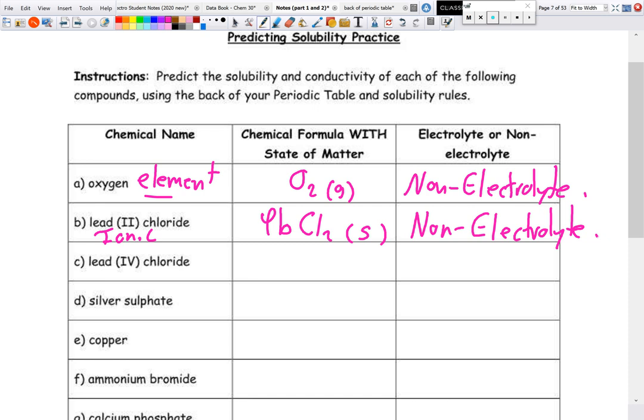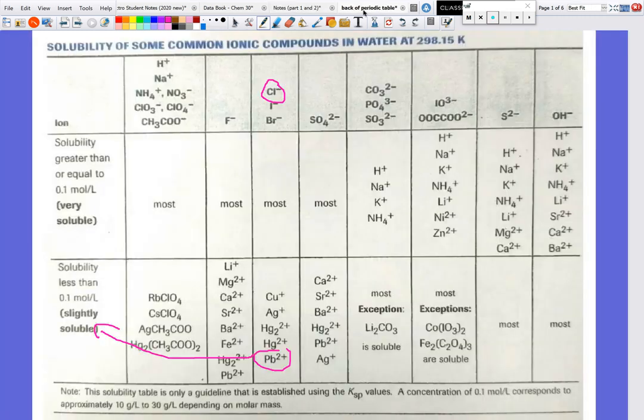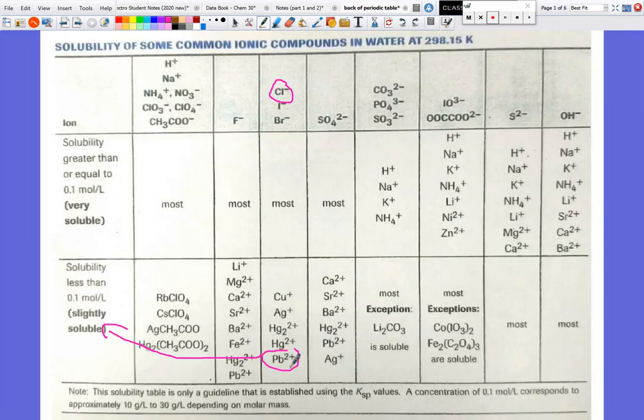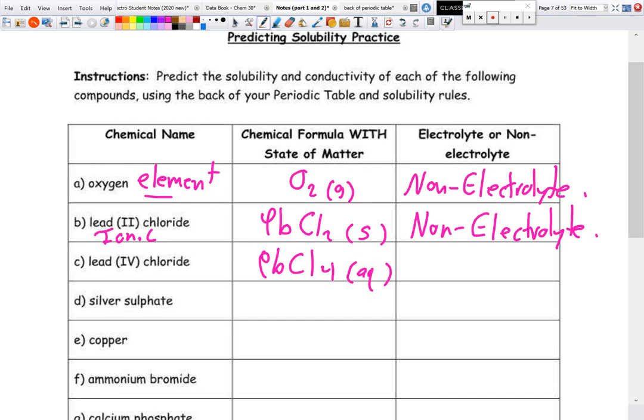Right, and then of course the charge on the cation matters a lot, because if you got lead 4 chloride, it's PbCl4. Now this one, if you check the solubility chart, notice here, this is lead 2, not lead 4. So lead 4 does not show up down here, so that means our Pb4+ must be up here in the very soluble range, which means this is going to be aq, which makes this an electrolyte.